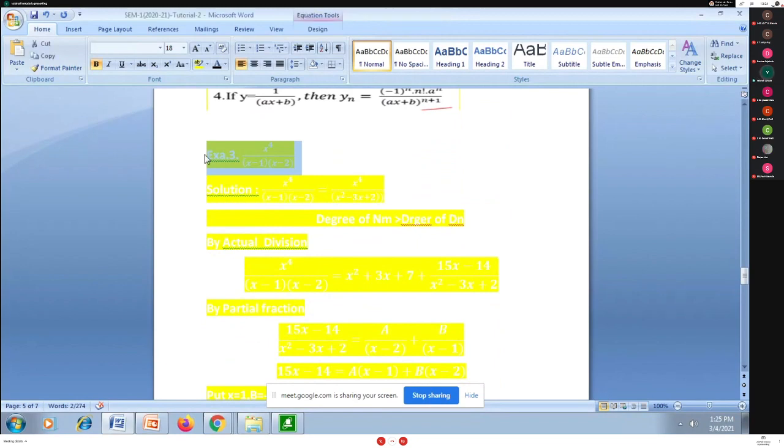Third example now I'm sharing with you. I hope this example is visible to you. Yes, now I'm having this third example. This example is having x raised to 4 upon (x minus 1) into (x minus 2). Yes, this is the next example. The same question is here. I have to find the nth derivative.